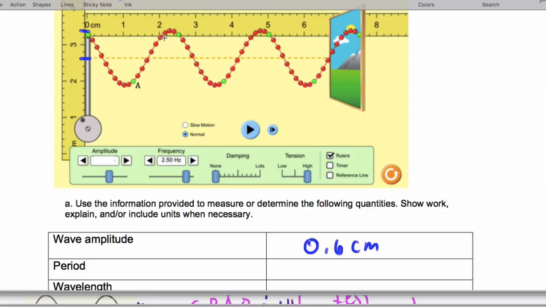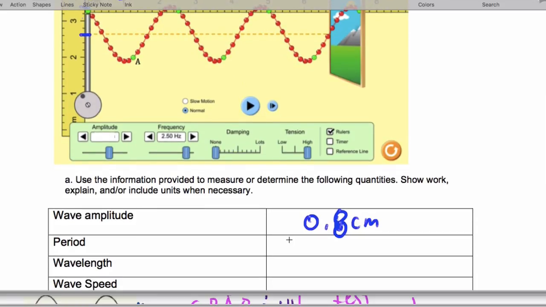Totally fine. So now the period, the frequency is 2.5 hertz. So if the frequency is 2.5 hertz, the period is 1 over that, and that gives me 0.4 seconds.